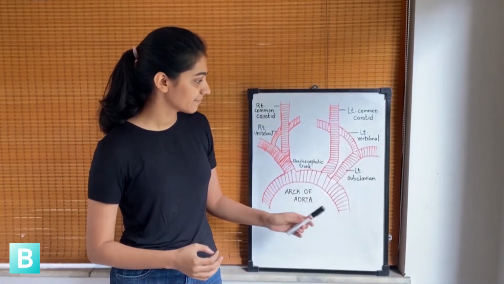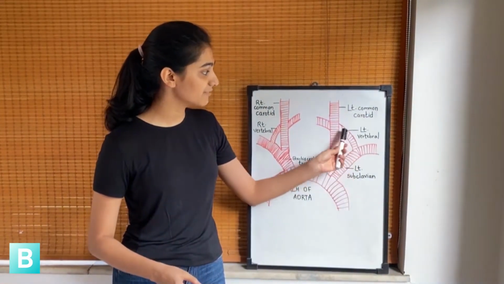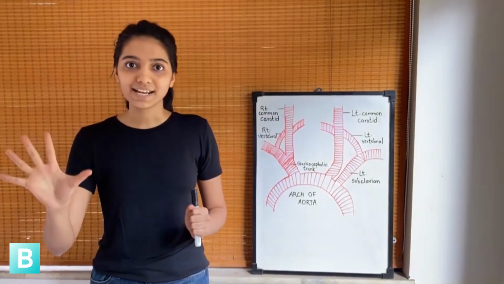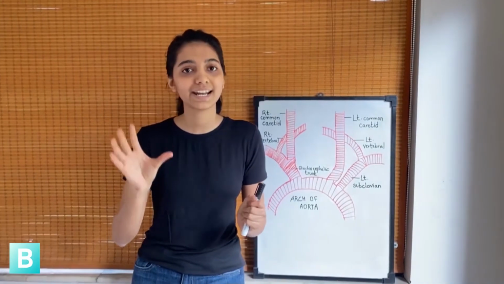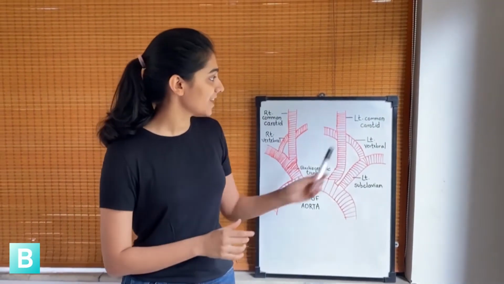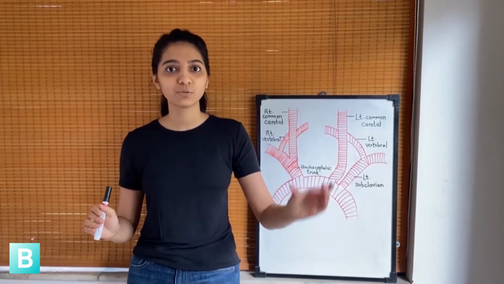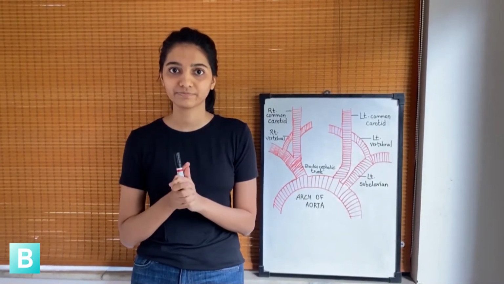On the left side, the left subclavian artery from its first part gives rise to the left vertebral artery. Now let's just quickly revise. On the right side, we have the right common carotid and right vertebral arteries directly arising from the brachiocephalic trunk. And on the left side, we have the left common carotid arising from the arch of aorta and the left vertebral artery arising from the first part of the left subclavian artery.